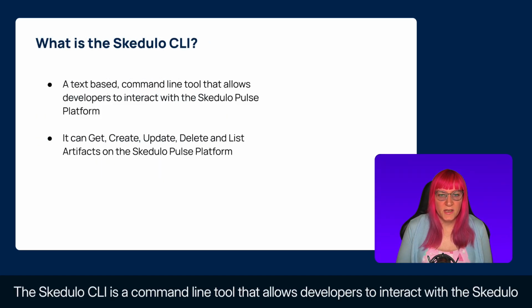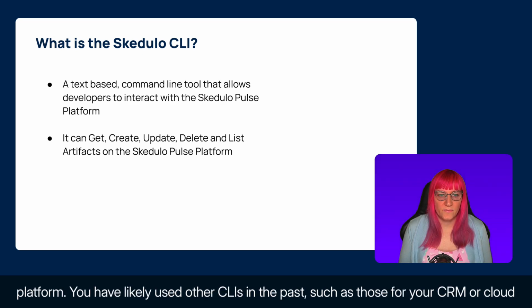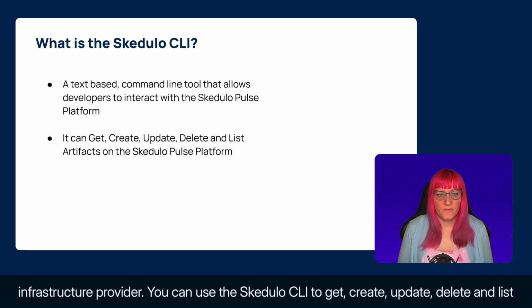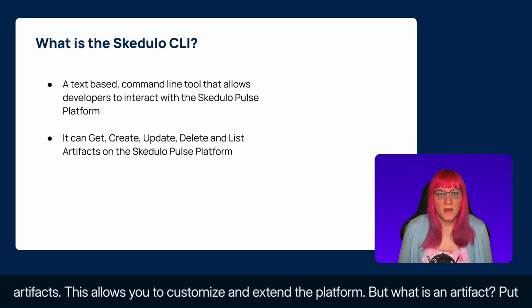The Skedulo CLI is a command line tool that allows developers to interact with the Skedulo platform. You have likely used other CLIs in the past, such as those for your CRM or cloud infrastructure provider. You can use the Skedulo CLI to get, create, update, delete, and list artifacts. This allows you to customize and extend the platform.